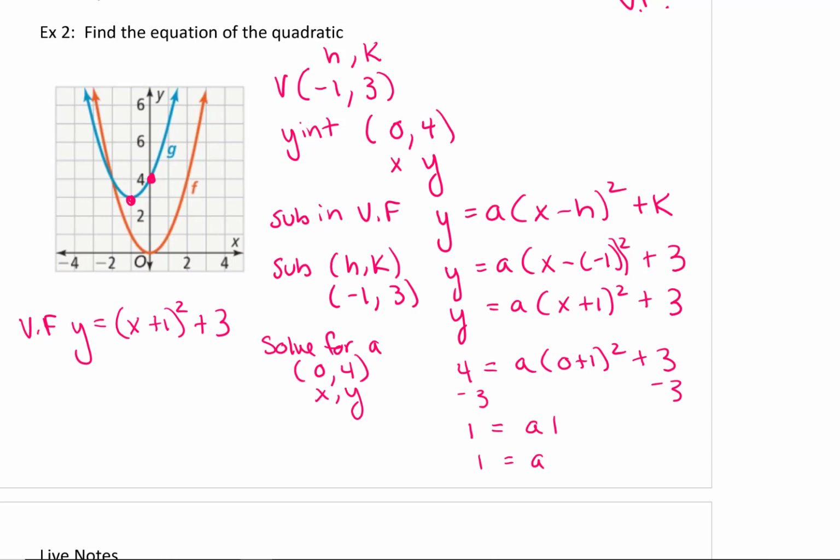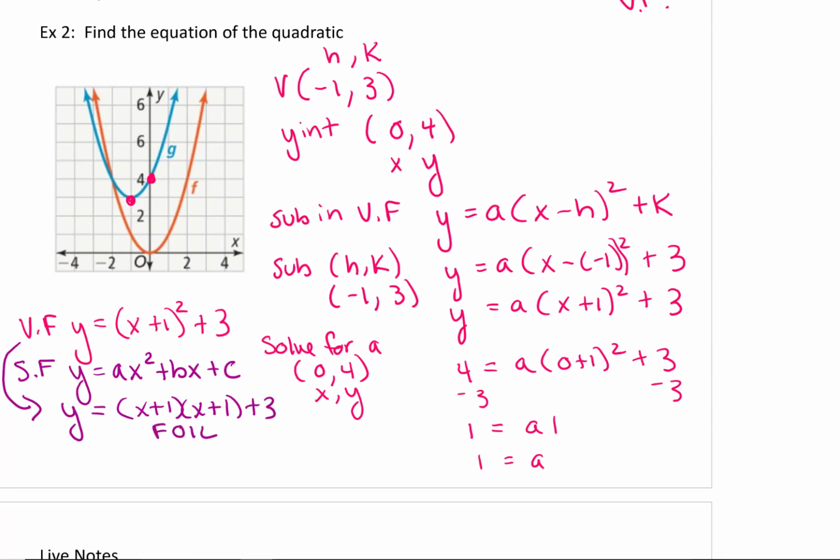Now what if the question said, leave your answer in standard form? Standard form is y is equal to ax squared plus bx plus c. All we have to do is expand our vertex form. So I'm going to do that. And by expanding, that means that we're going to have to FOIL these first two parentheses.